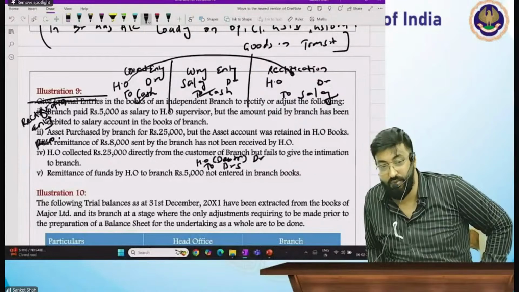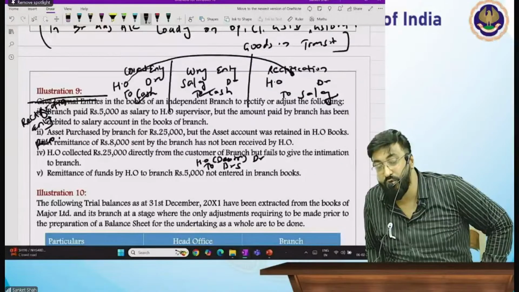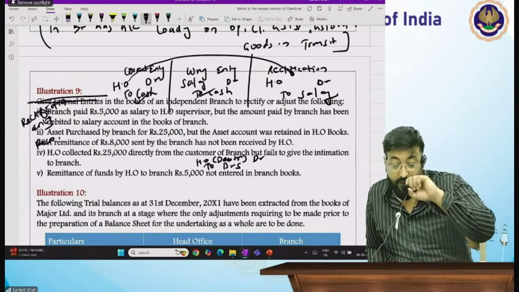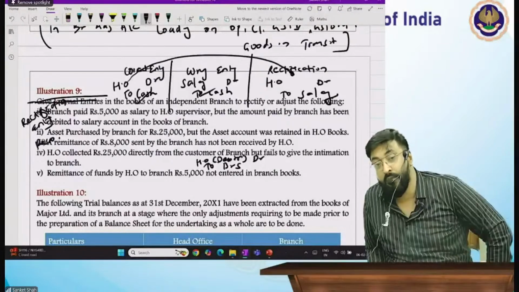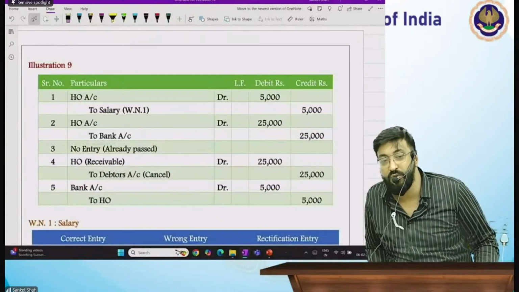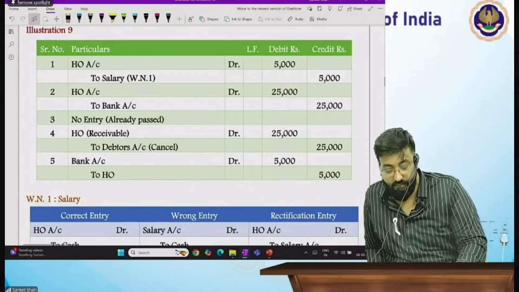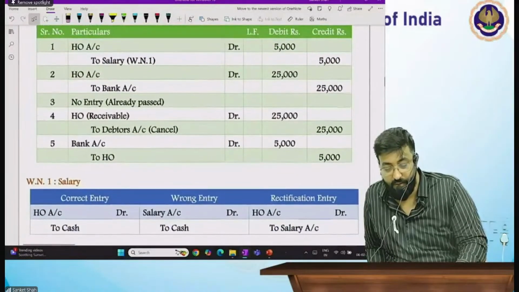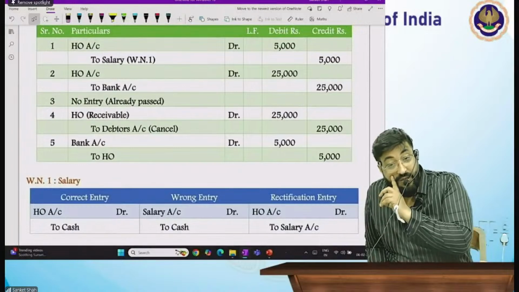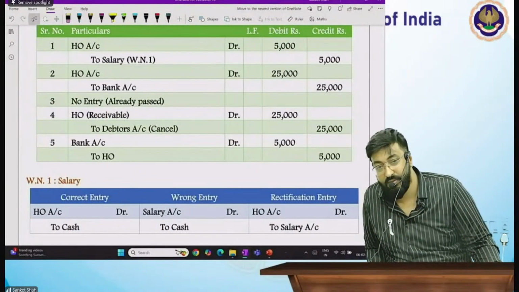Yes, sir. And remittance of funds by HO to branch has not yet been remitted in the branch books, not entered in the branch books. So branch will pass this entry: cash in transit account debit to head office account. Over. Yes, sir. So only the first entry is the rectification entry. Remaining are rectification entries.